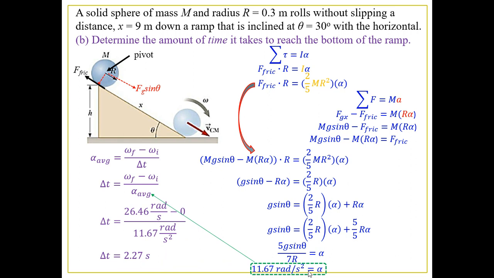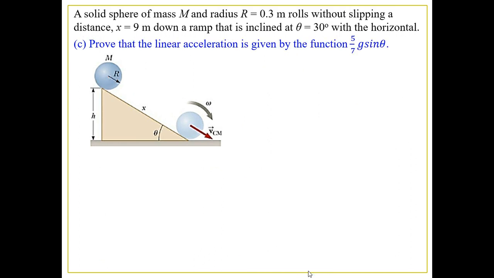So the strategy, again, just teaches you how to use torque via a different perspective. All right, so let's go ahead and do part C. Part C asks us to prove that the linear acceleration, or a_cm, is given by this particular function, 5 over 7 g sine theta. All right, so not too bad. So start with Newton's second law.